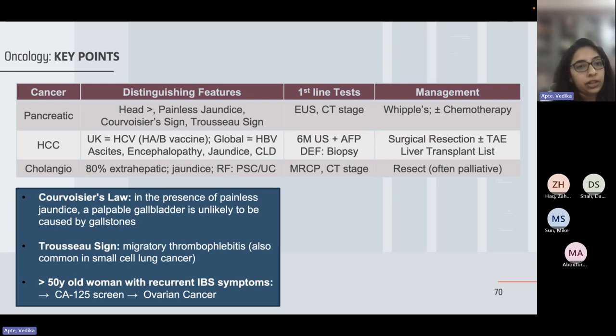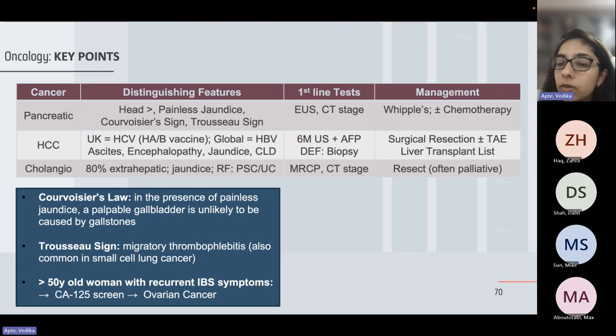Okay, so for hepatocellular carcinoma in the UK, the main cause is hepatitis C virus, but globally the main cause is hepatitis B. You'd see ascites, encephalopathy, jaundice, chronic liver disease. I think Max mentioned earlier that the marker is AFP, so you'd want to do the test for that, as well as having 6 monthly ultrasounds and a biopsy for a definitive diagnosis. Again, management is surgical resection. You could have something called a transarterial chemoembolization done as well, or you can have the patient put on a liver transplant list.